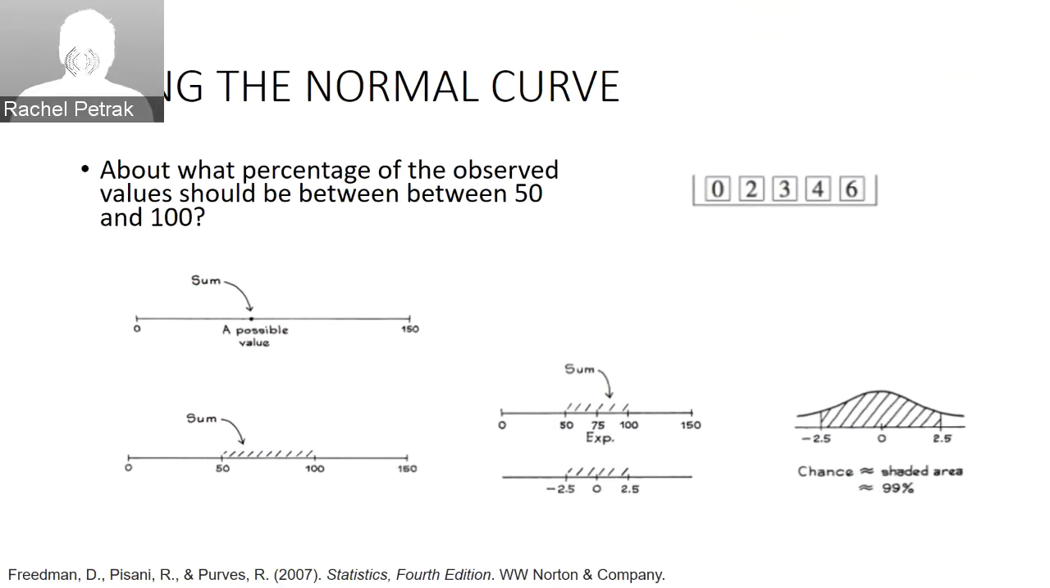So in this case, what percentage of the observed values should be between 50 and 100? We start out thinking that, seeing how there's a particular sum. The sum is just a possible value. And then we're asked, okay, what percentage of observed values should be between 50 and 100, in this range outlined here. Given that the sum of draws from a box is always going to have some chance variability.